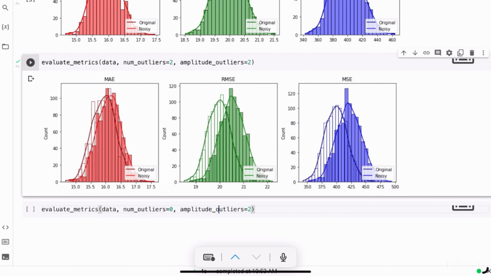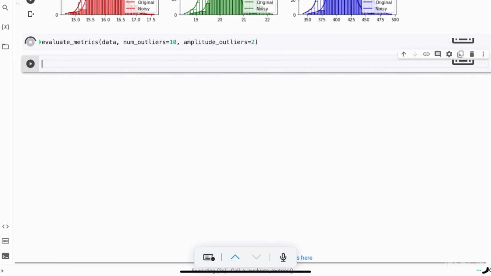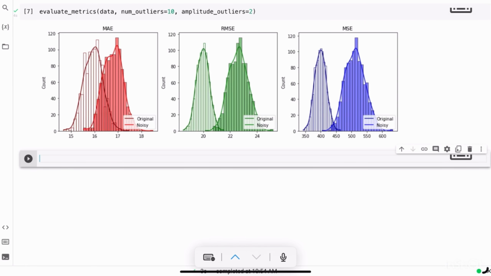If I increase the number to 10, let's see how the graphs will distribute. MAE is still overlapping, whereas if you observe RMSE and MSE, they are completely separated. So that means the distance has increased so much. If you compare the mean values also, the original distribution mean is 16 in MAE, and the noisy distribution now has 17 as the mean value, right? It has shifted only by 1 value. Whereas in RMSE, the original distribution has a mean value of 20, and now it has shifted almost to 23.